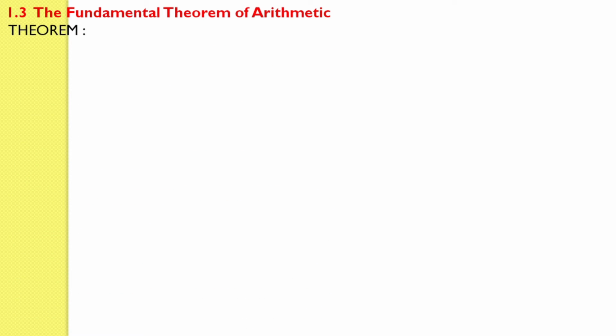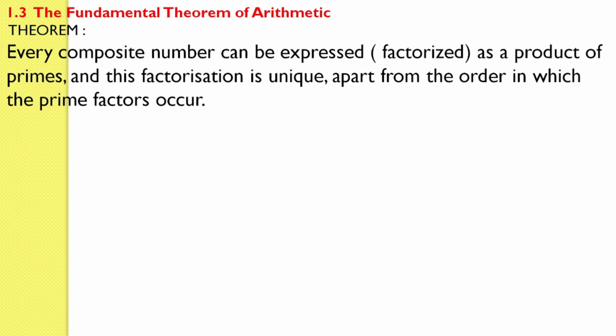Today we are going to start with 1.3 of the real numbers. This deals with the fundamental theorem of arithmetic. First let's look at the theorem. What does the theorem say? That every composite number can be expressed or factorized as a product of primes, and this factorization is always unique apart from the order in which the prime factors occur.